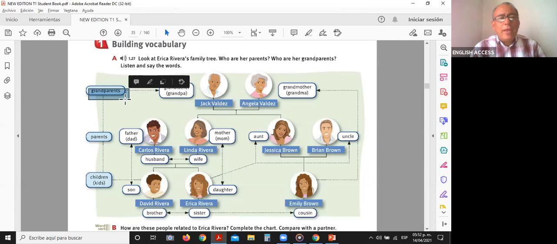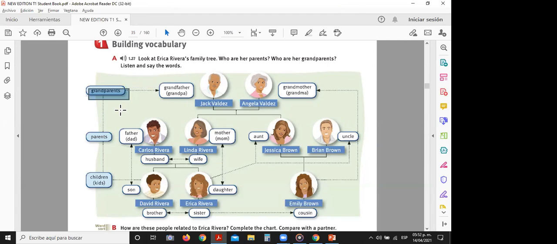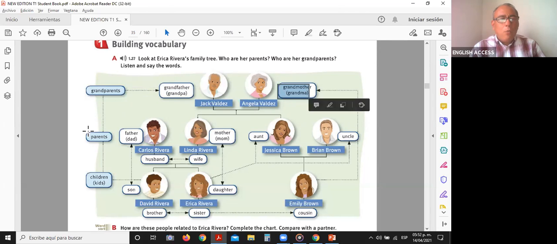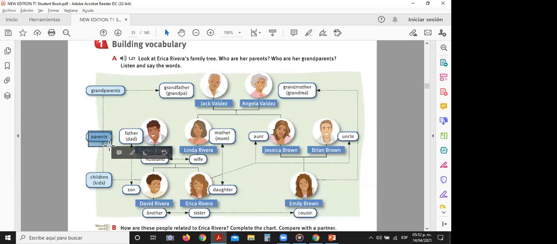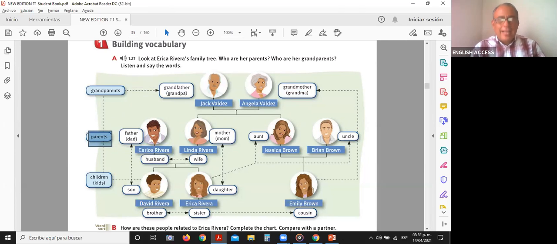What does grandparents mean? ¿Qué significa grandparents? Abuelos. Abuelo. Grandfather, grandmother. What is parent? Padres, exactly. It's very similar to parientes, Carolina. Don't worry. Parents means the father and the mother. Mom and dad together. Parents. Okay, let's listen to parents.